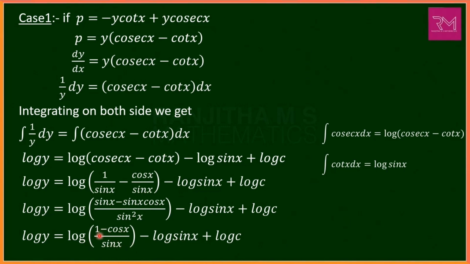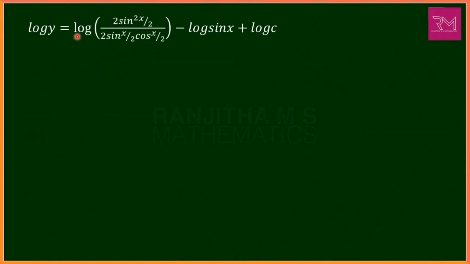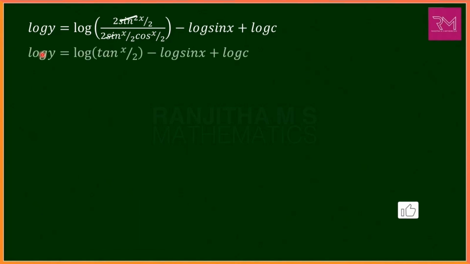Here next step we have to apply half angle formula for 1 minus cos x and sin x. That is log y, which is equal to log of, 1 minus cos x we can write as 2 sin square x by 2, divided by sin x, which is 2 sin x by 2 cos x by 2, minus log of sin x plus log c. So we can cancel 2 sin x by 2 here, and it gets cancelled. Remaining is log y, which is equal to log of sin x by 2 divided by cos x by 2. We know that sin x by 2 by cos x by 2 is tan x by 2, minus log of sin x plus log c as it is.